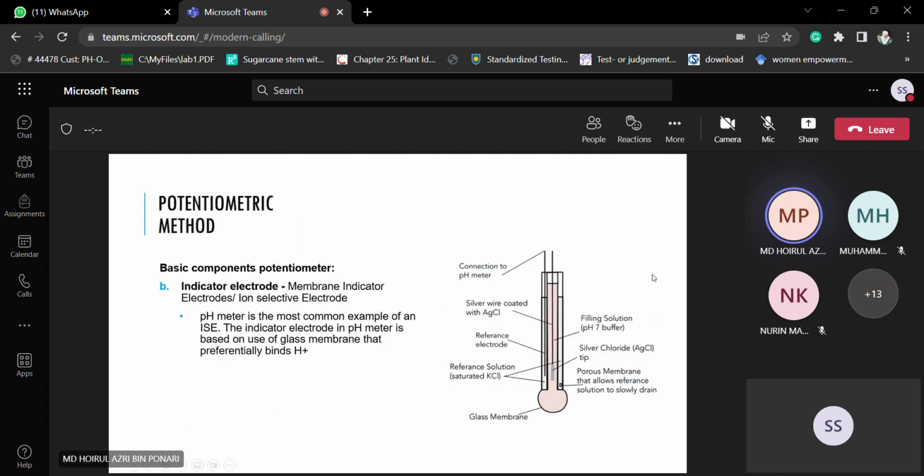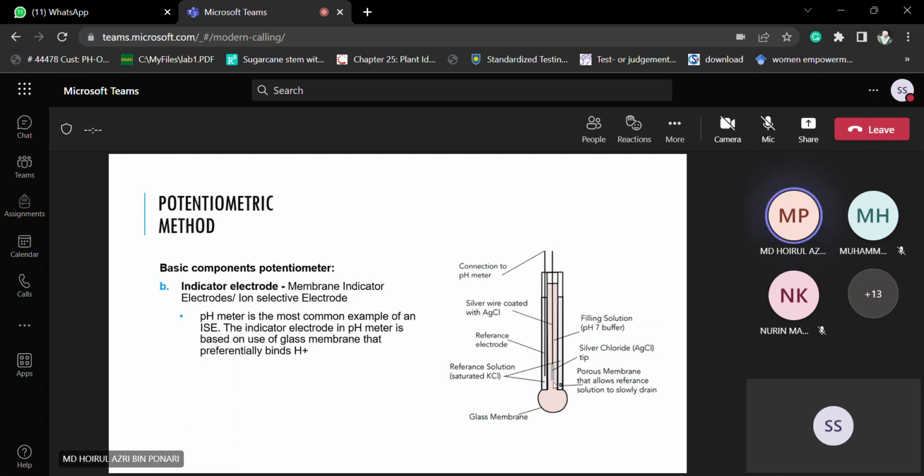This is the diagram of the pH meter. We have two different electrodes. We have the reference electrode, made up of silver chloride, and then we have the reference electrode, mana satu ya? The indicator electrode.